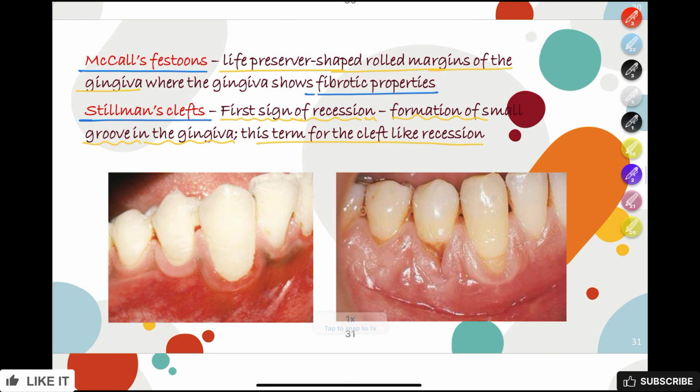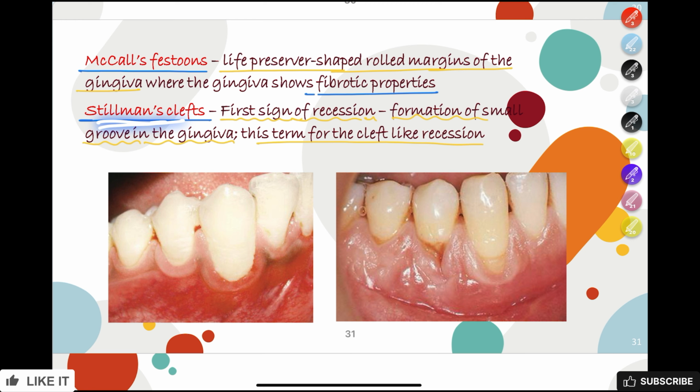Now the two most important terms, that is McCall's festoons and Stillman's cleft. McCall's festoon, as the name suggests, is a life preserver shaped, rolled margin of the gingiva where the gingiva shows fibrotic properties. As you can see here, it is appearing as rolled margins, so it is known as McCall's festoons.